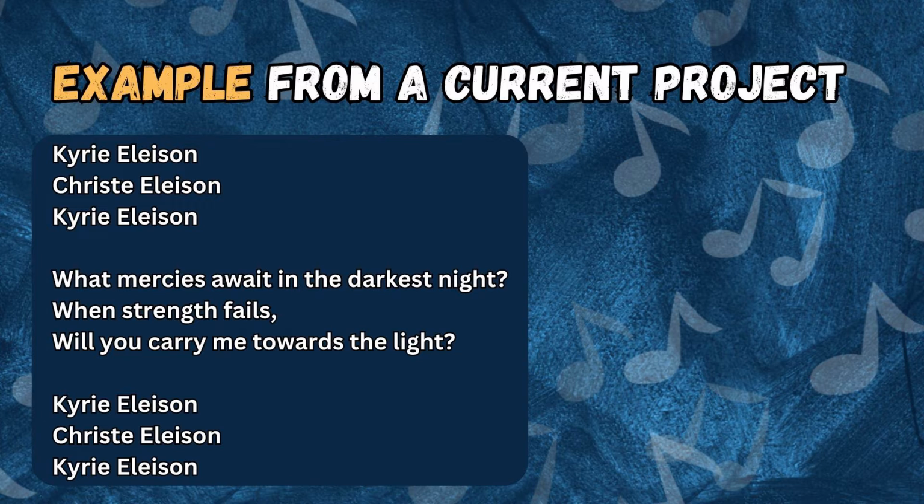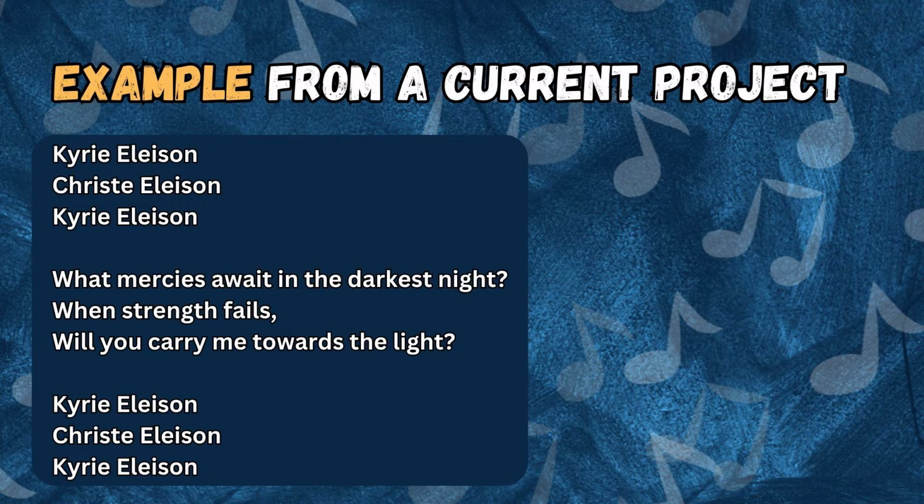The lyrics for the first movement of the requiem go like this: Kyrie eleison, Christe eleison, Kyrie eleison. What mercies await in the darkest night. When strength fails, will you carry me toward the light? Kyrie eleison, Christe eleison, Kyrie eleison.